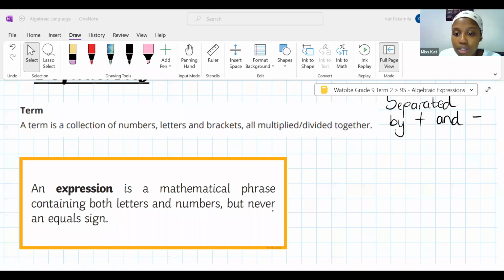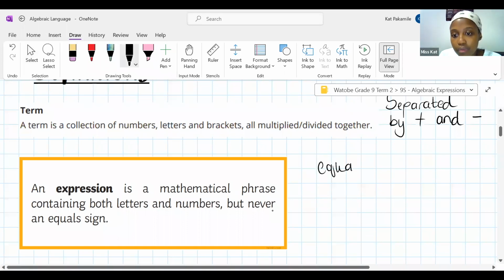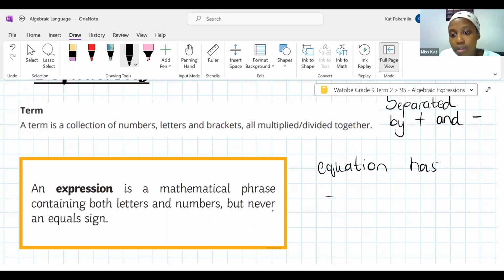So an equation has an equal sign. It says so in the word equation, equal. It's an easy way to remember it.